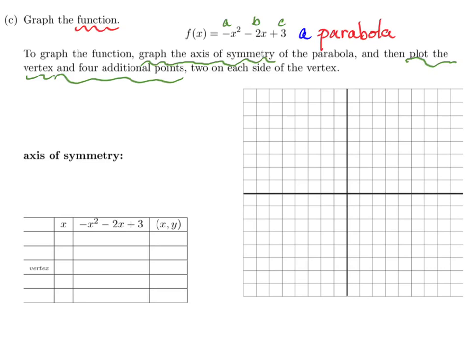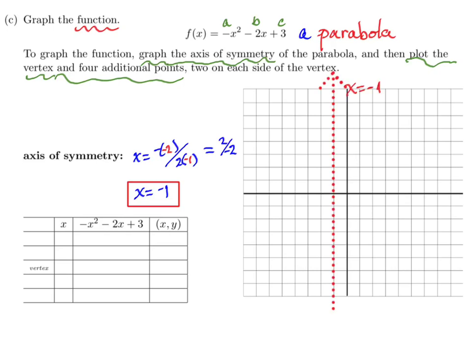So let's start with the axis of symmetry. The equation, again, is going to be x equals negative b over 2a. So let's plug in negative 2 for b and negative 1 for a. And simplify that. We get positive 2 in the top and negative 2 in the bottom. So the equation is x equals -1. So that vertical line looks like this. So it's not the y-axis this time, it's another vertical line.